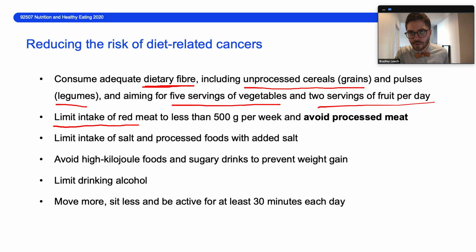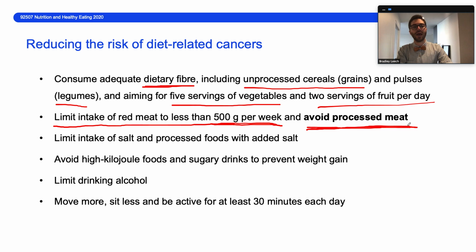Limit intake of red meat to less than 500 grams per week and avoid processed meat. In 2015, the World Health Organization estimated that every 50-gram portion of processed meat eaten each day increases the risk of colon cancer by 18%. So if colon cancer is in the family, it would be strongly advised to avoid processed meat and limit other red meats while increasing dietary fiber.